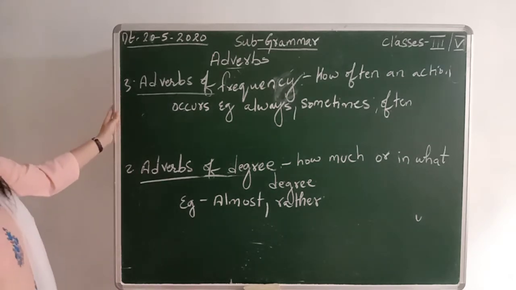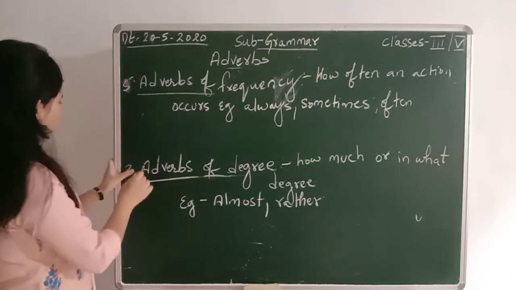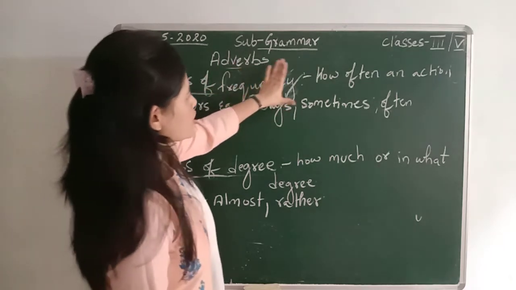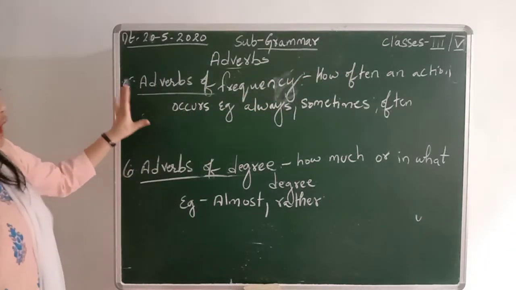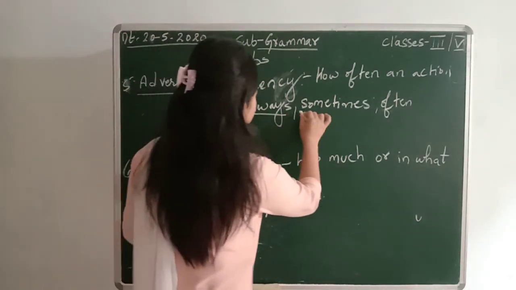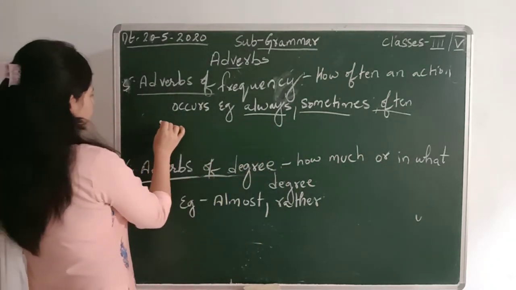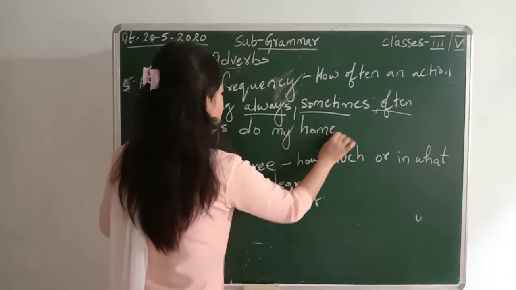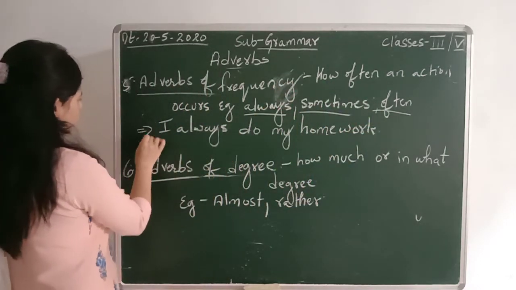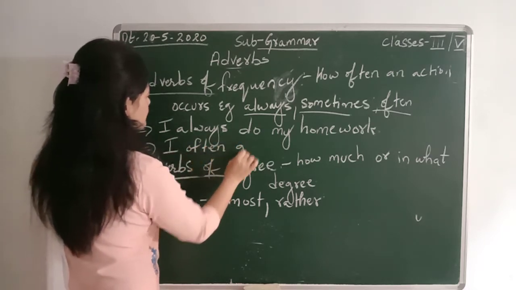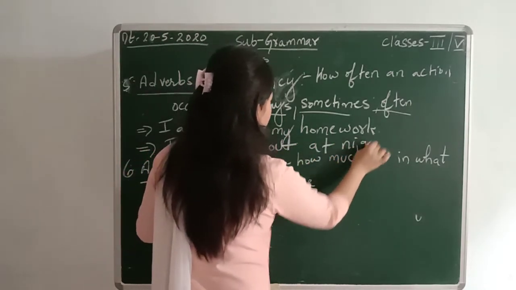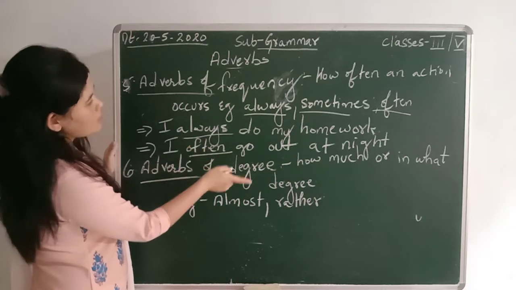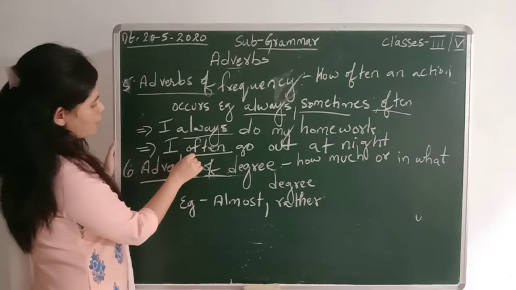Okay, so till now we have done 4 types of adverbs. Now number 5 and number 6. Number 5 is adverbs of frequency. What does an adverb of frequency tell us? It tells us how often an action occurs or how often we do the action. For example, always, sometimes, often. For this we can take examples like, I always do my homework. And another example, I often go out at night. In these sentences, always and often tell you how many times or how much we do the action. Like always, frequently, often, sometimes.